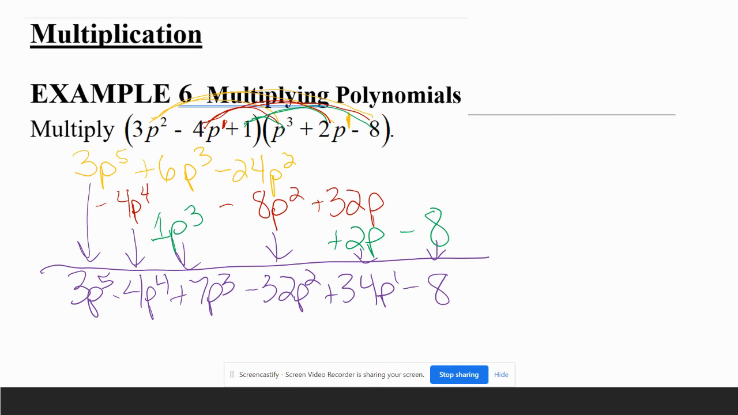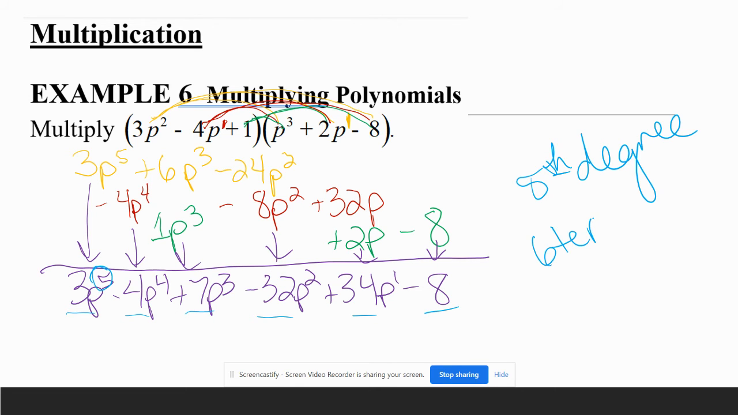If we're looking at degree, this would be a fifth degree because our largest exponent is a 5. And there are 6 terms. Because there are 6 terms, there is no special name for this except for just polynomial. So we don't call it a binomial, trinomial, monomial, or anything like that. We just call it a polynomial.